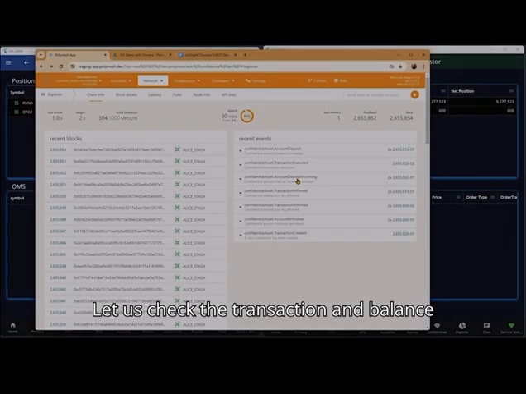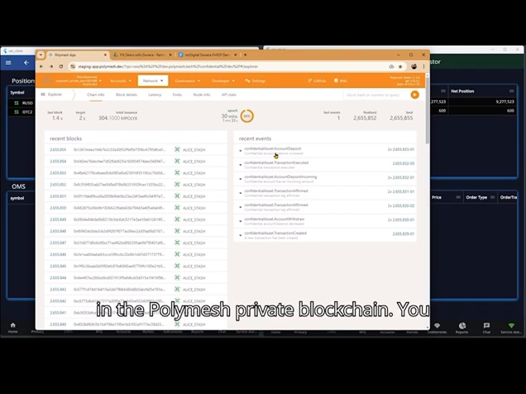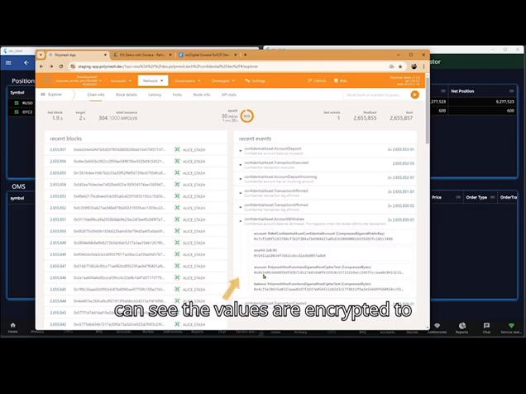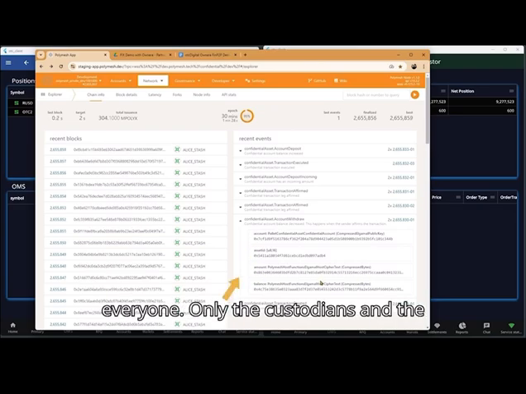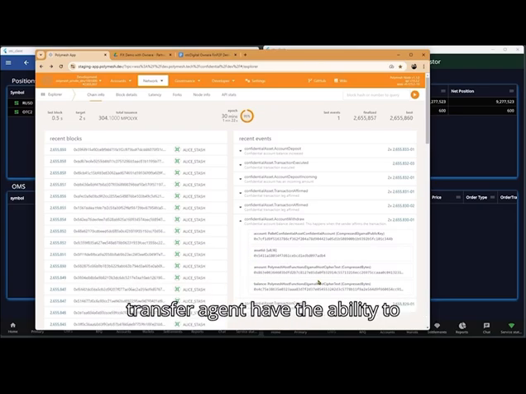Let us check the transaction and balance in the Polymesh private blockchain. You can see the values are encrypted to everyone. Only the custodians and the transfer agent have the ability to decrypt the values.